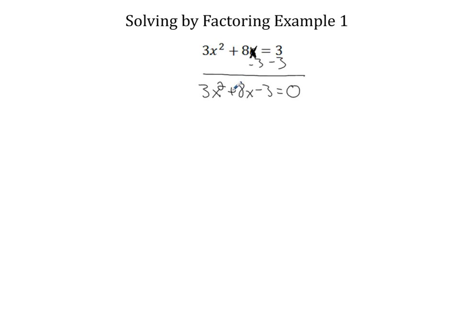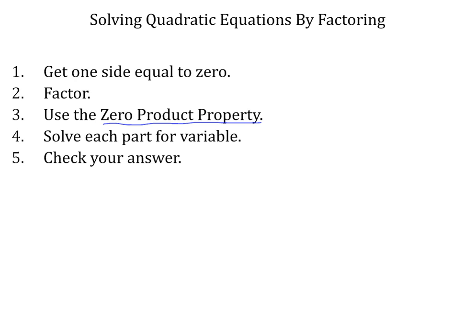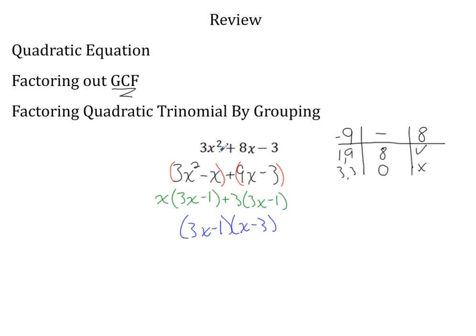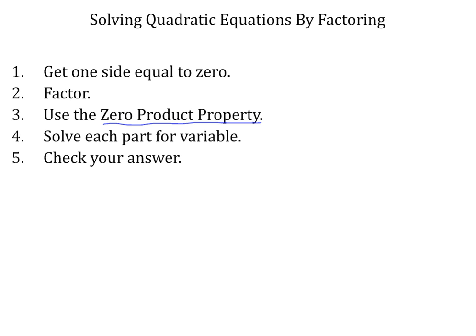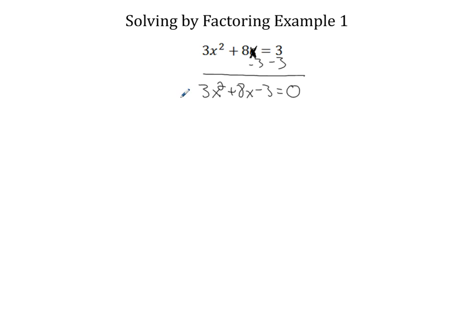Now I picked this because it's the same thing that we did back here when we factored this. So we've already factored this before. We got 3x minus 1 and x minus 3. So when we factor this, we get 3x minus 1 and x minus 3. But now we're in an equation and it's equal to 0. And don't worry, if you want to see another example of factoring by grouping, I've got another example I'm going to do right after this one.